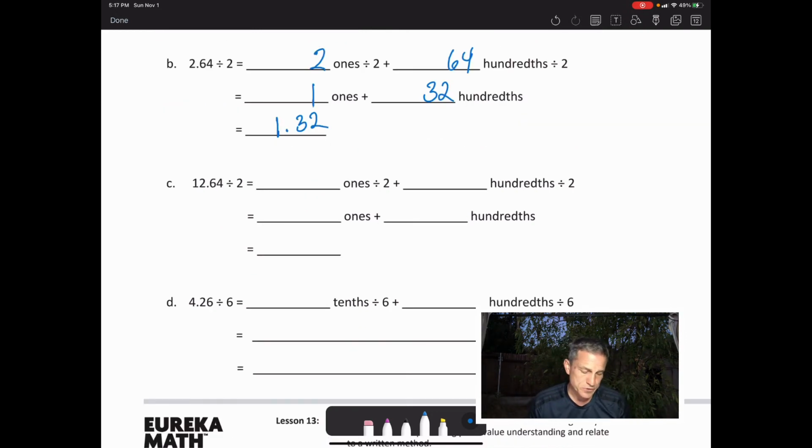Okay, for C, looks like we're going to be using the distributive property again, and we have 12 ones and 64 hundredths divided by 2. So what it looks like they're doing is they're splitting it into ones and hundredths. So we're going to do 12 ones divided by 2 plus 64 hundredths divided by 2. So 12 ones divided by 2 is 6 ones plus 64 hundredths divided by 2 is 32 hundredths. So we have a quotient of 6 and 32 hundredths.